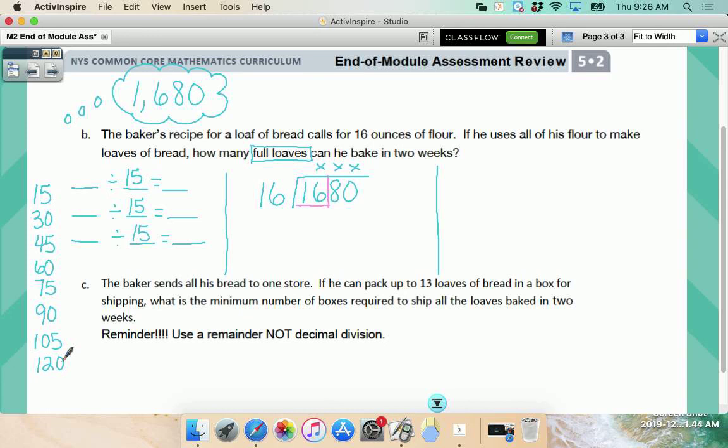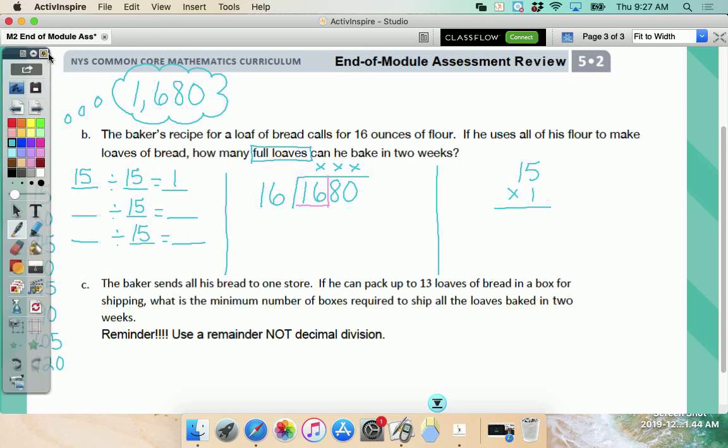Okay, so what number's closest to 16 without going over? 15. So we're going to use a 1. Whoops, what did I do wrong? I put a 15. What should it be? 16. Okay, so I checked, is 0 less than 16? Then I brought down an 8. So I'm ready to divide.